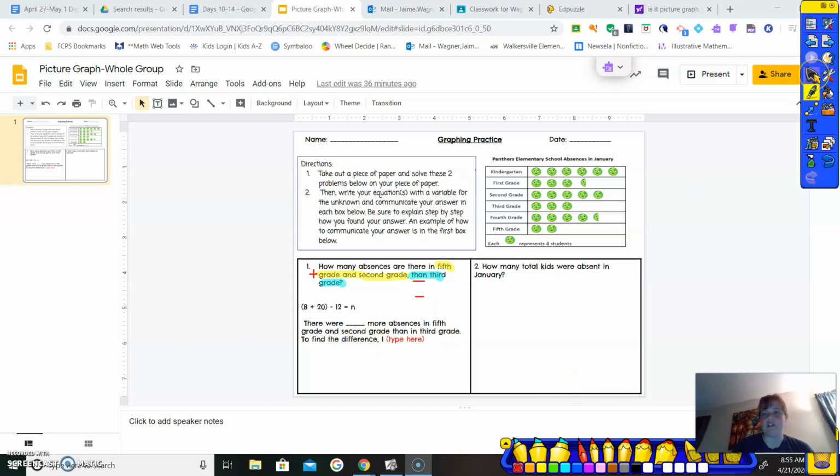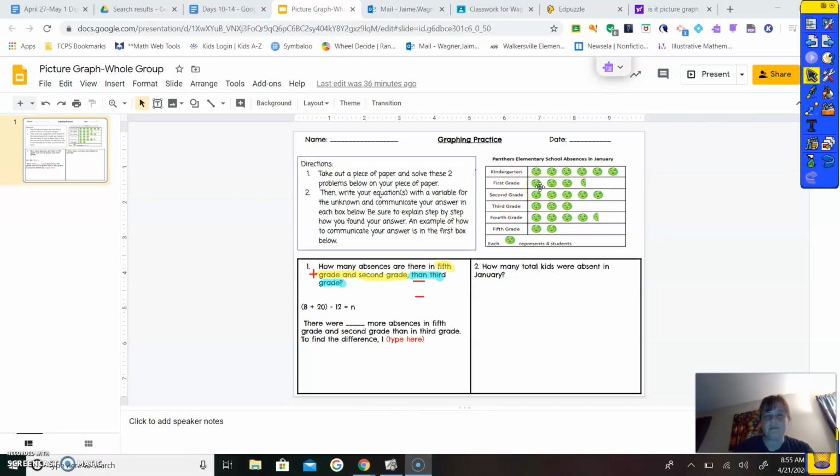So when we're looking at this equation that's already been provided for you, it says 5th grade and 2nd grade. Let's take a look at what 5th grade is. 5th grade is how many people were absent in 5th grade. I know that each of these little icons represents 4. So I'm going to count by 4s. 4, 8. So in 5th grade, there were 8 kids absent, and that's where that number 8 came from. 2nd grade, let's take a look at 2nd grade, and we're going to count by 4s. 4, 8, 12, 16, 20. So there's where that number 20 is for 2nd grade.